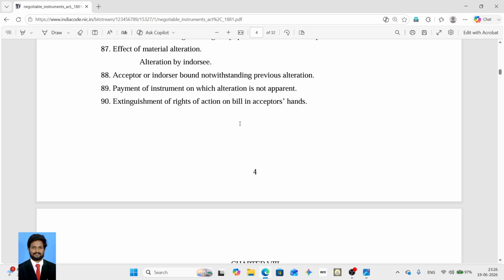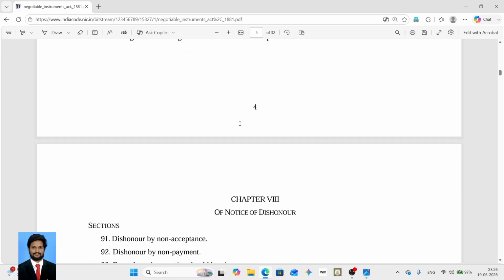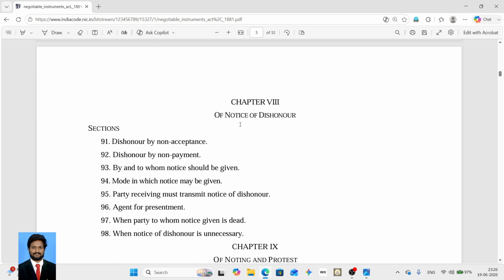89 payment of instrument on which alteration is not apparent. 90 extinguishment of rights of action on bill in acceptor's hands. Chapter 8 of notice of dishonor. 91 dishonor by non-acceptance. 92 dishonor by non-payment.